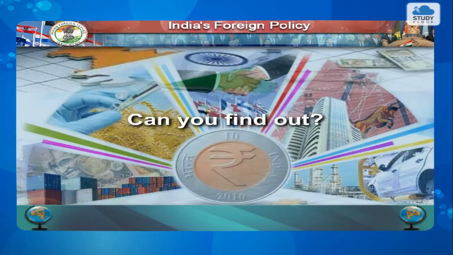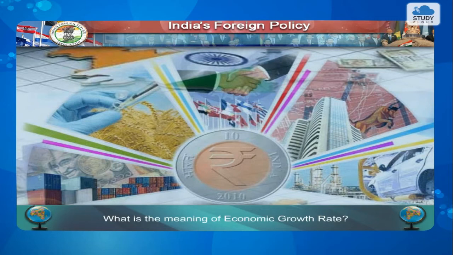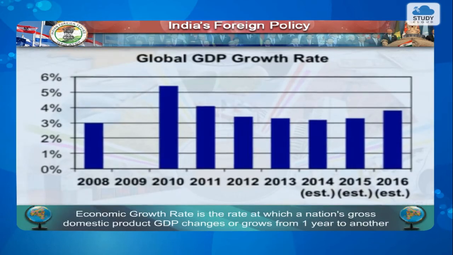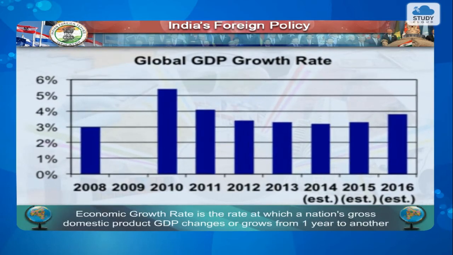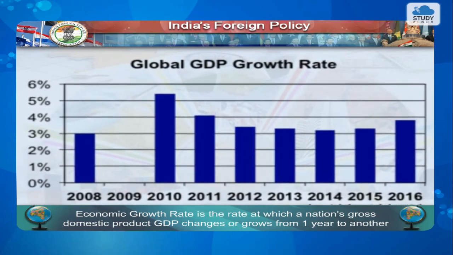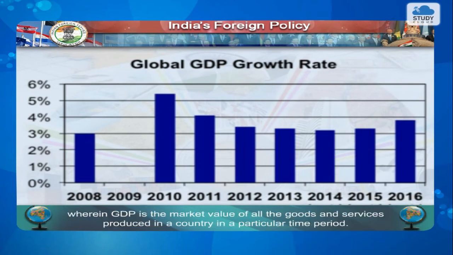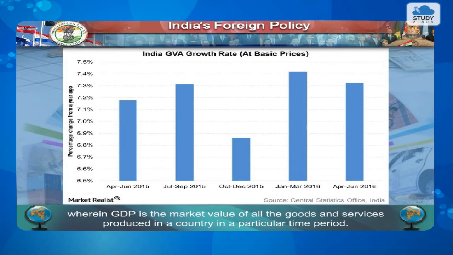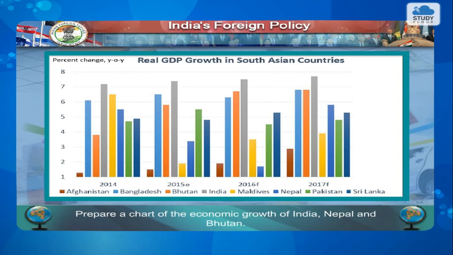Can you find out what is the meaning of economic growth rate? Answer: economic growth rate is the rate at which a nation's gross domestic product (GDP) changes or grows from one year to another, wherein GDP is the market value of all the goods and services produced in a country in a particular time period. Prepare a chart of the economic growth of India, Nepal and Bhutan.